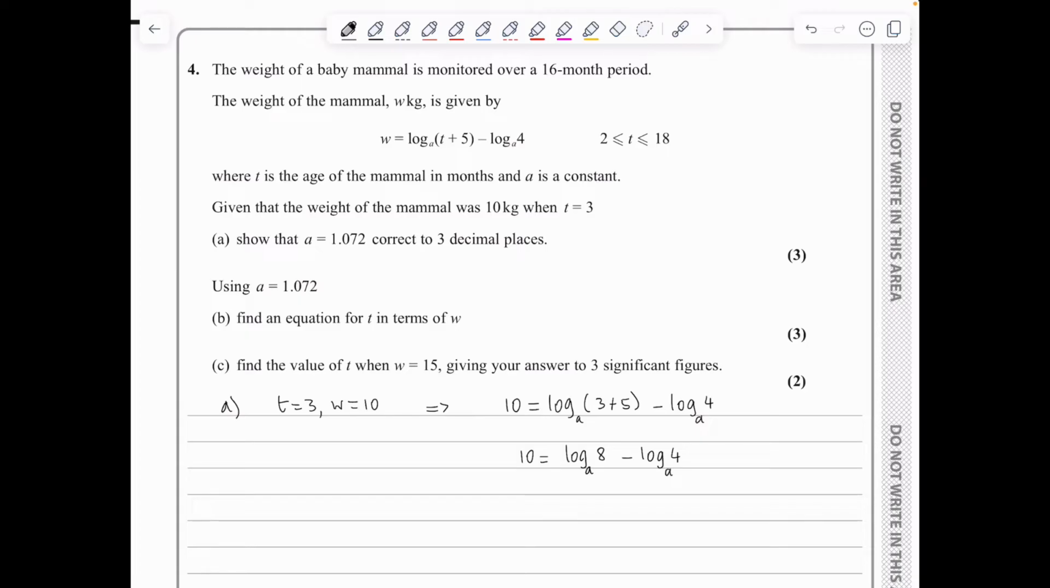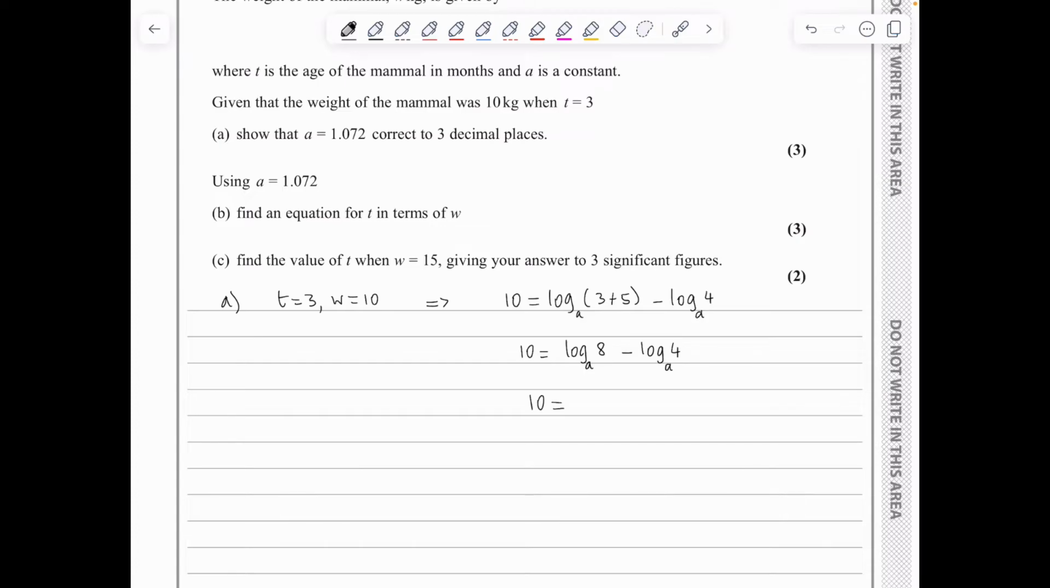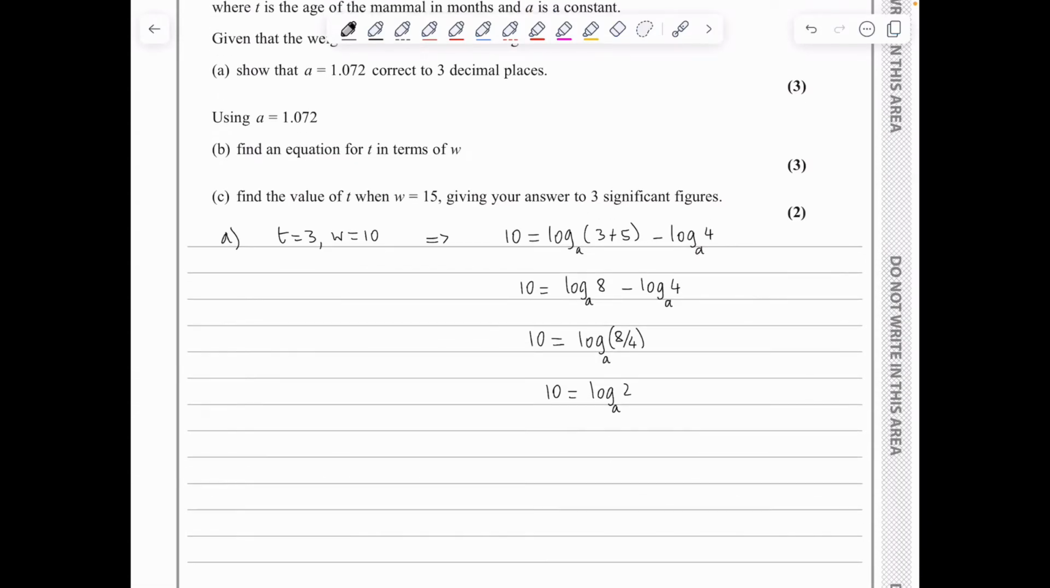We know that when we've got subtraction of logs, we do log of the quotient. So 10 is log of 8 over 4 base A, leading to 10 is log 2 base A, and the way to undo the logarithm is to do A to the power of 10 is 2. So A is simply the 10th root of 2, which gives an answer of 1.07177, which of course rounds to 1.072 as required by the question.